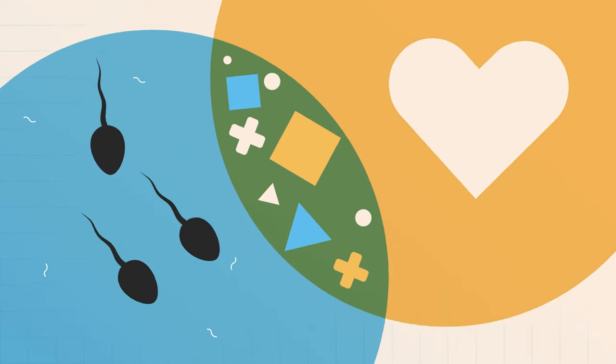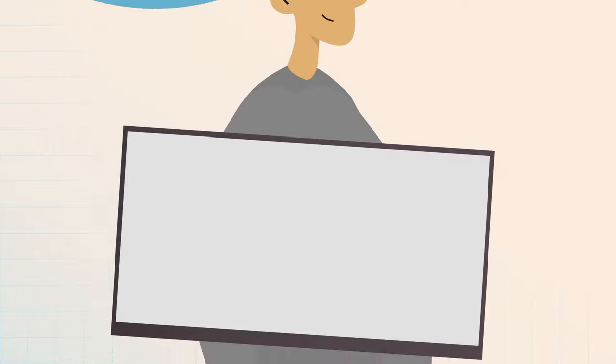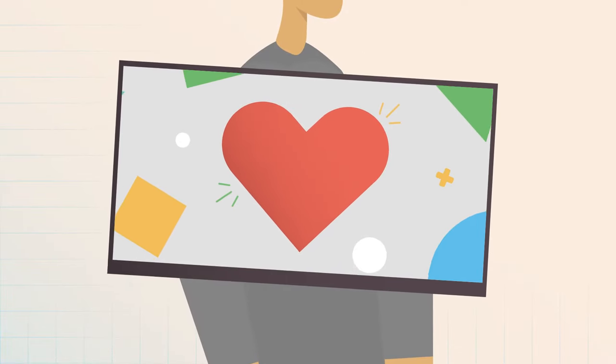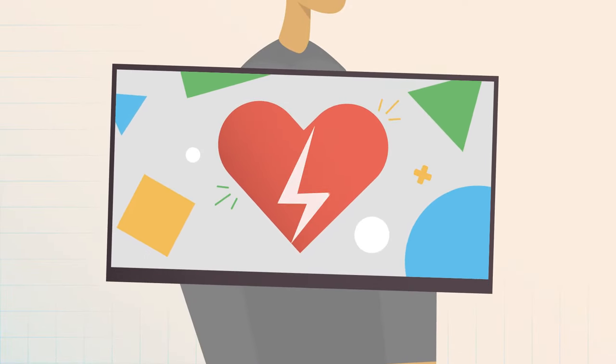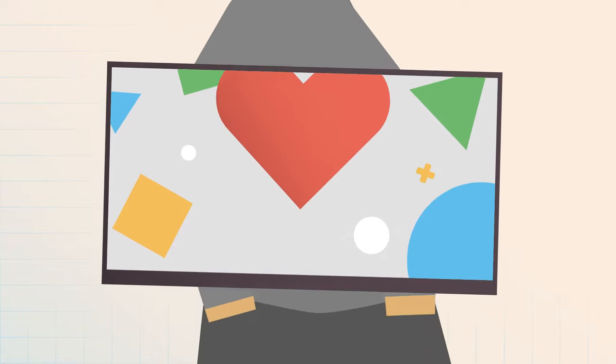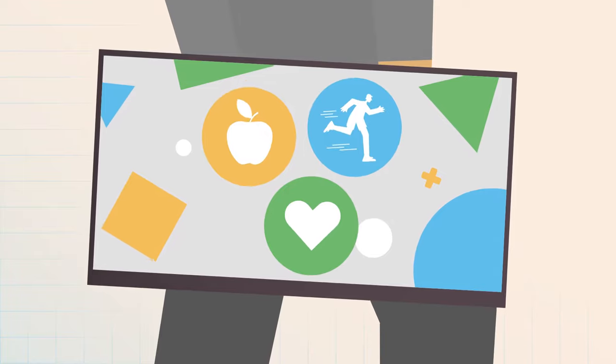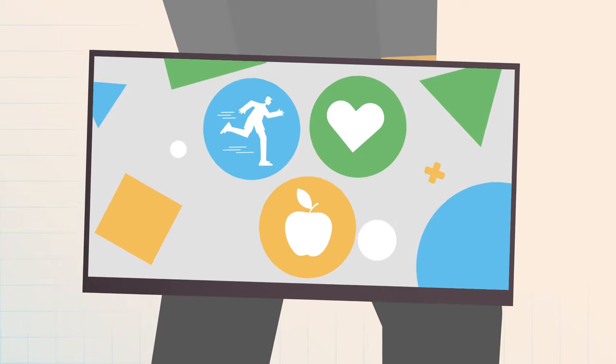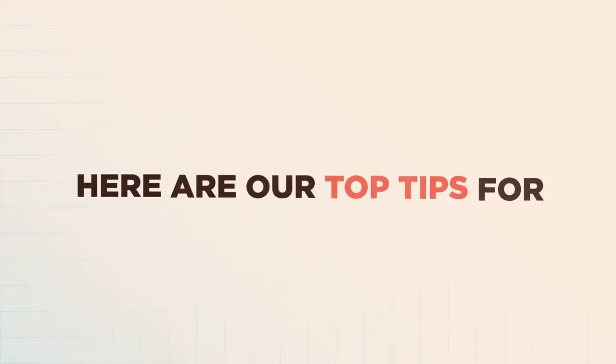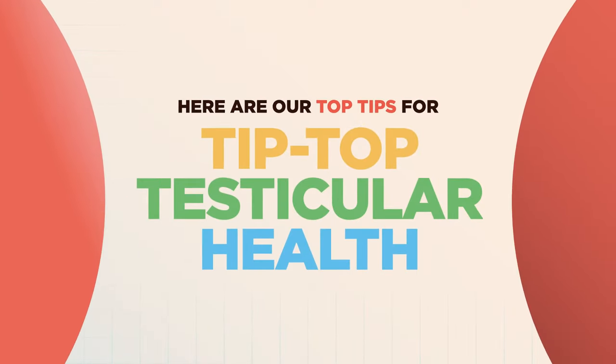Did you know that there's a strong link between general health and fertility? Poor sperm production has been linked with an increased risk of other health conditions later in life, such as heart disease and diabetes. That means that even if you're not trying to have a baby right now, it's still important to keep yourself and your testicles fit and healthy. Here are our top tips for tip-top testicular health.